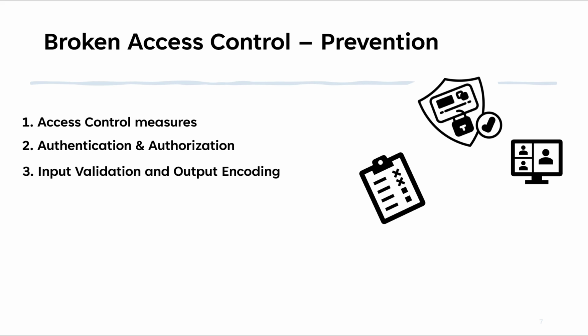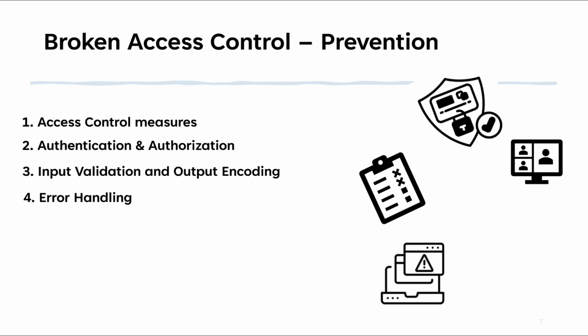The next one is input validation and output encoding. This is another important technique for preventing broken access control. Input validation refers to the process of checking user input to ensure that it's valid and safe. Output encoding refers to the process of encoding output data to prevent it from being misinterpreted or exploited.